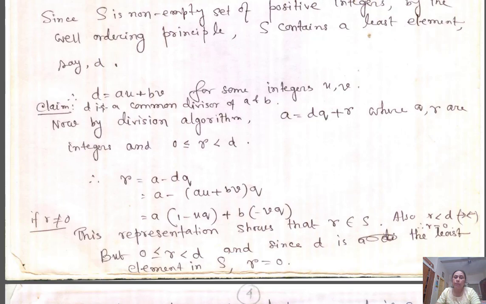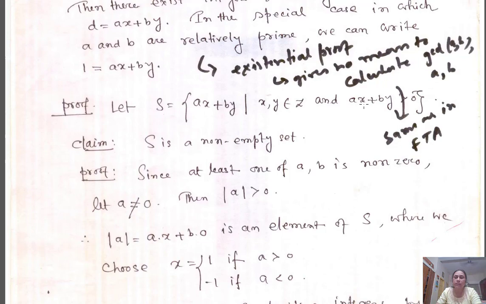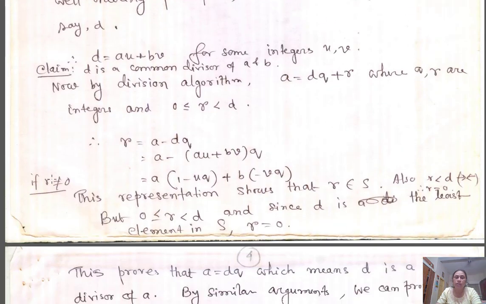Now we have to prove that D divides A. That means this R is essentially 0. If R is not equal to 0, then what happens? Then R is of the form AX plus BY, which is a positive integer. If it is not 0, it is greater than 0, so R is an element of S. But this R is less than D, by the division algorithm. So it actually gives us a contradiction.